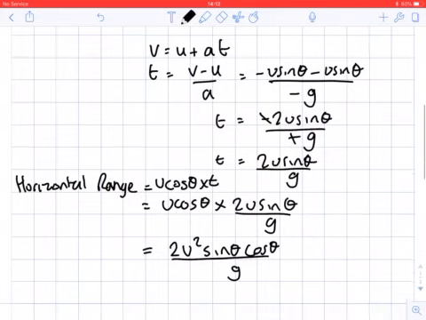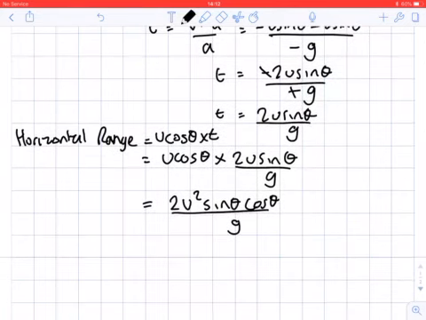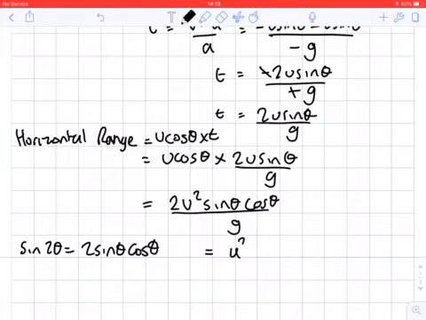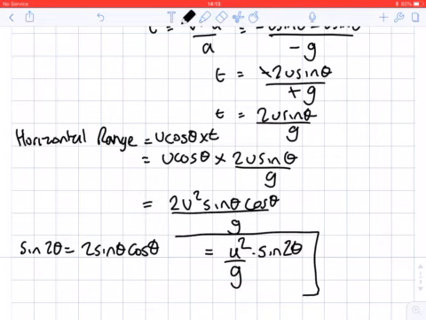Now, you will need to know some of your trig identities here. So I think this is unit 1 and 3. Sine 2 theta is equal to 2 sine theta cos theta. So I can therefore replace my 2 sine theta cos theta with sine 2 theta, giving me u squared over g times sine 2 theta as the horizontal range. And that is a fact that you need to be able to derive. So that's my range in the horizontal.